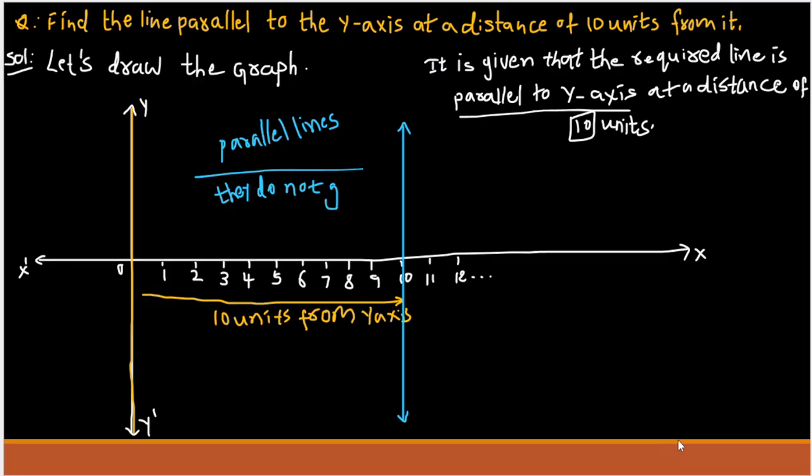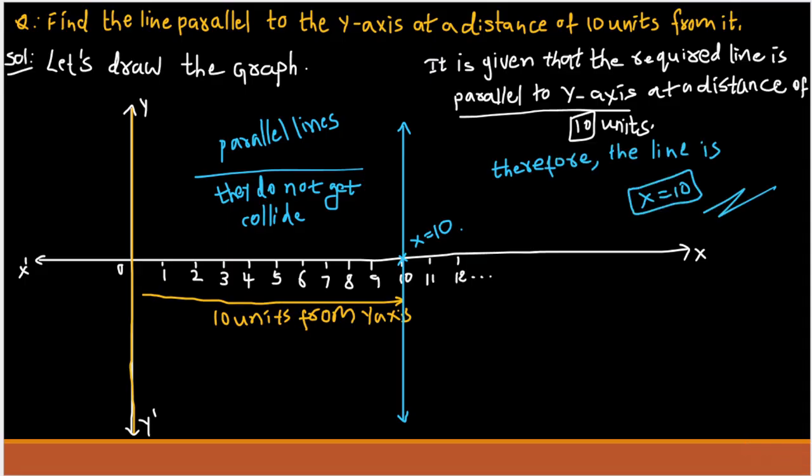It is satisfied. So the required line parallel to the y-axis at a distance of 10 units is x equals 10. That's it.